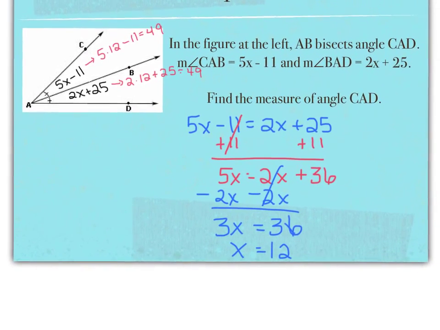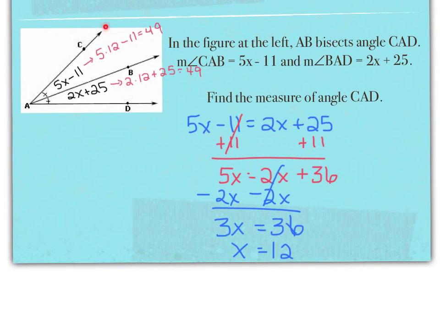Because the question wants to know the measure of angle CAD, which is this whole thing. 98, yep. So you could do 49 plus 49 and get 98. Does that answer bother anybody?